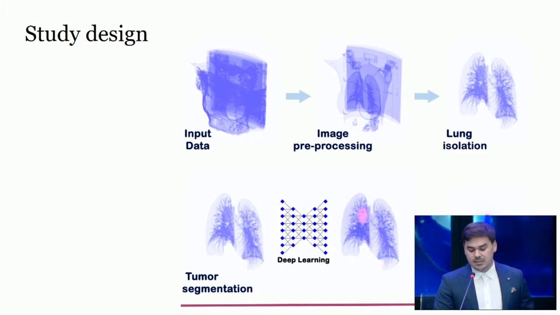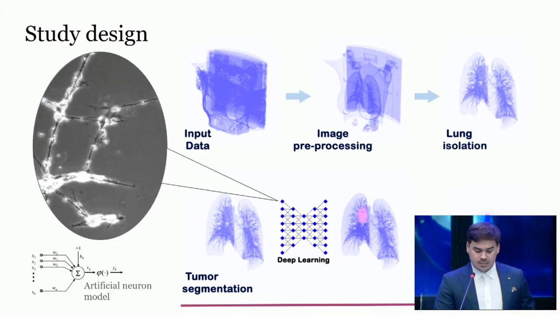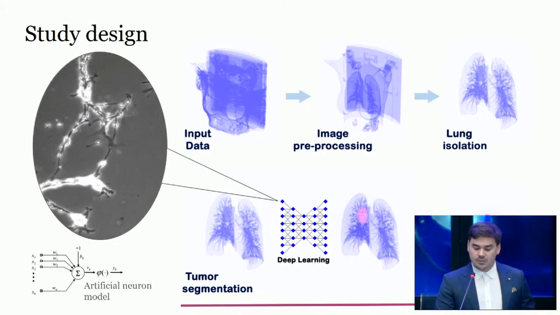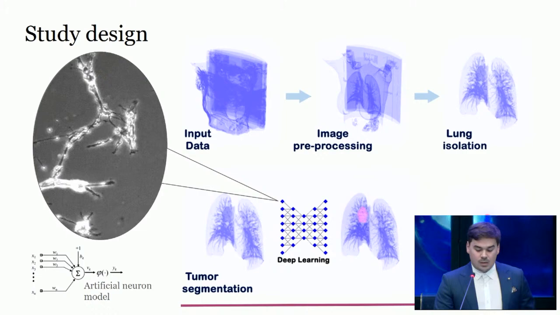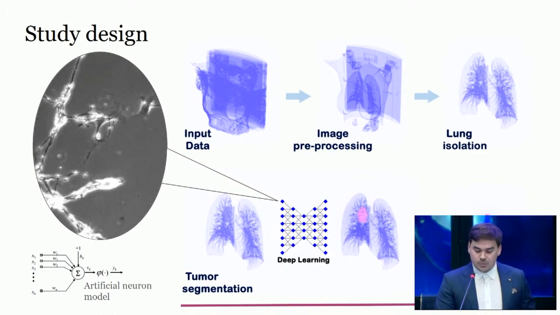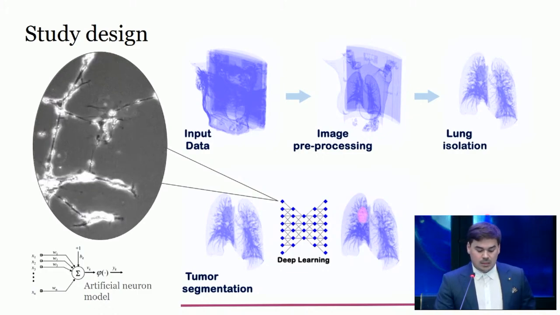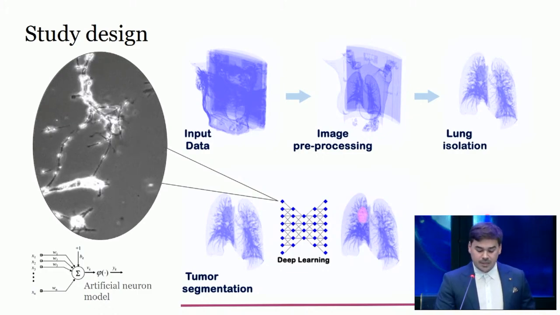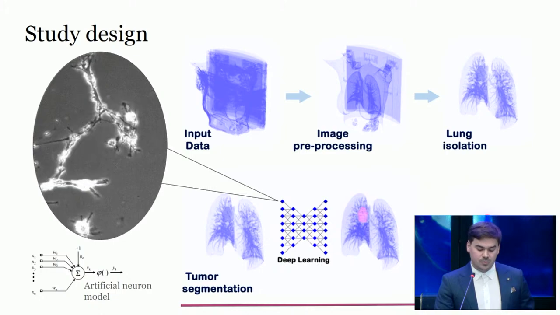Using preprocessed data, we trained a deep learning model that was able to generate binary masks for the cancer that was present on CT scans. And deep learning is a subset of AI that involves training artificial neural networks. They are inspired by the function of real-life neurons in the human brain. And these artificial neurons form layers, and they can gather deep features from the input.